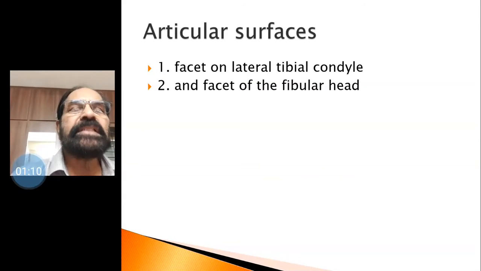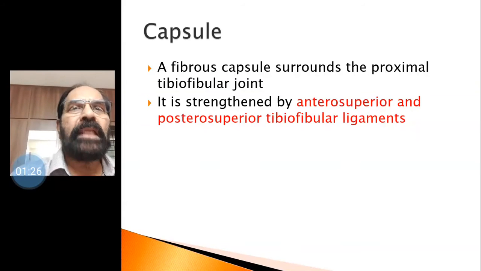Coming to articular surfaces, there is a facet for the fibular head on the lateral tibial condyle, and there is also one more facet on the fibular head. Capsule. A fibrous capsule surrounds the proximal tibiofibular joint, and this is strengthened by anterosuperior and posterior tibiofibular ligaments.